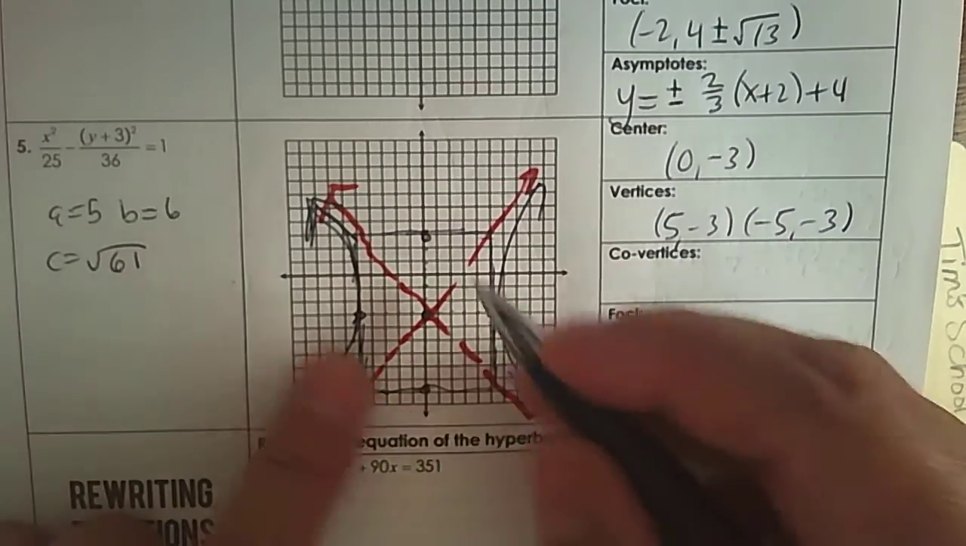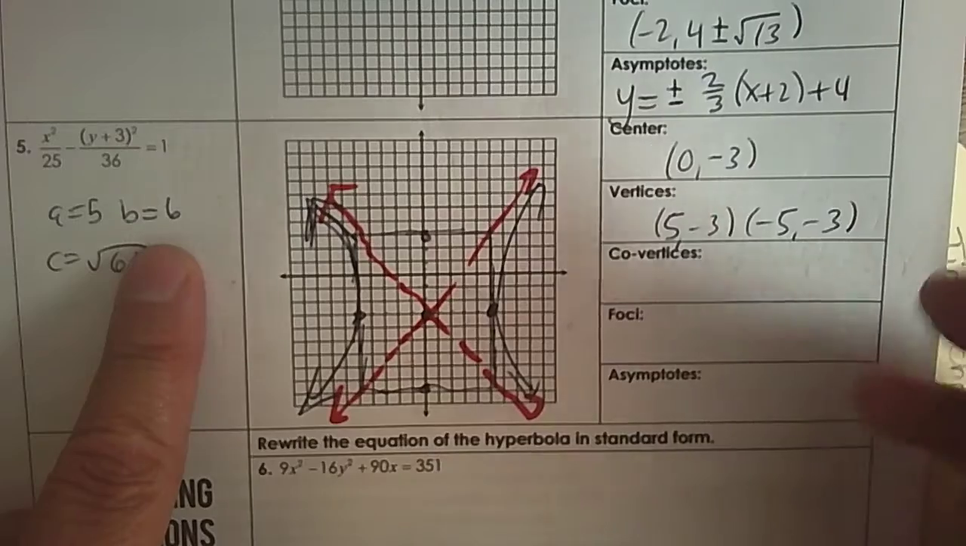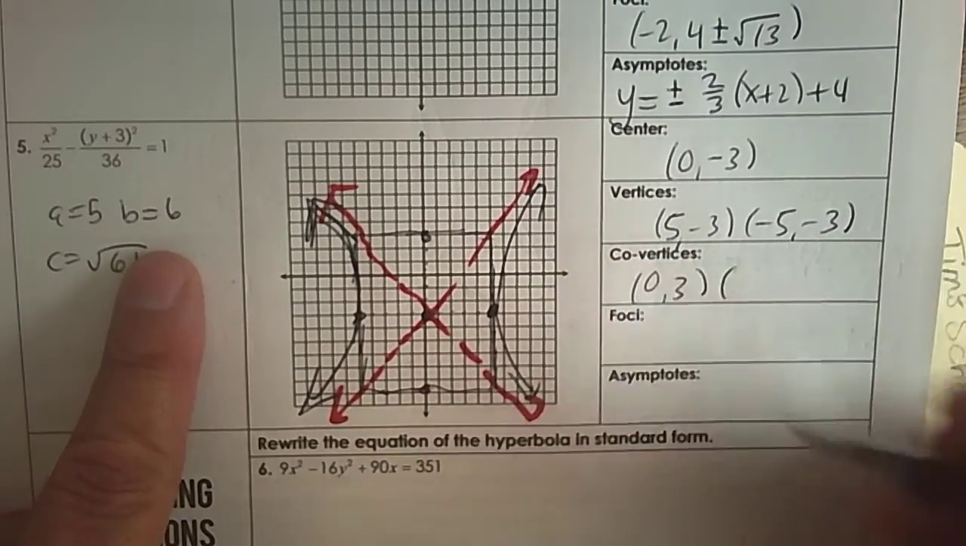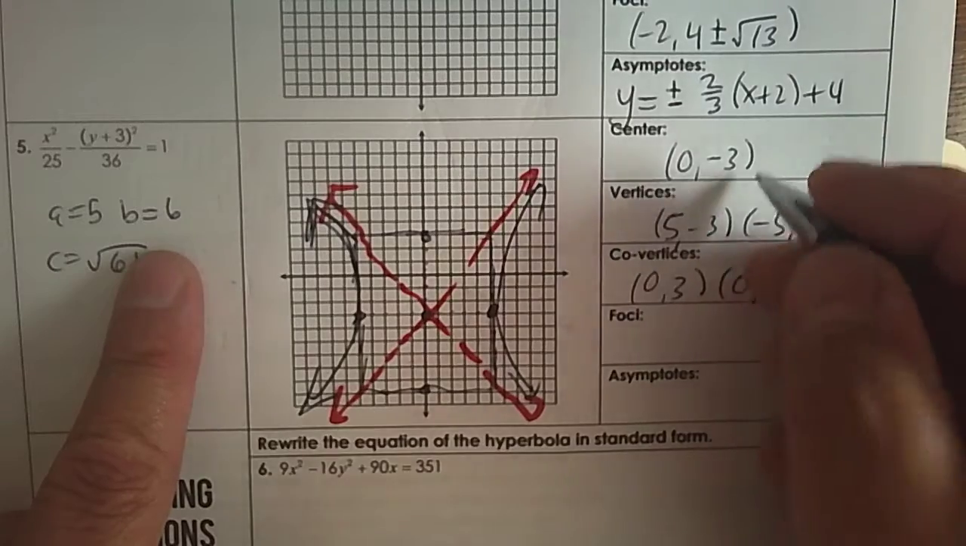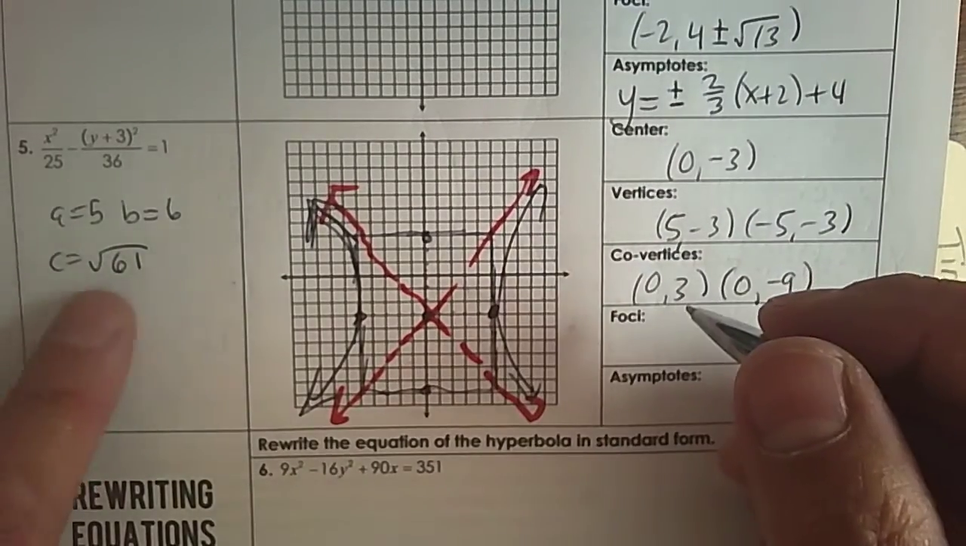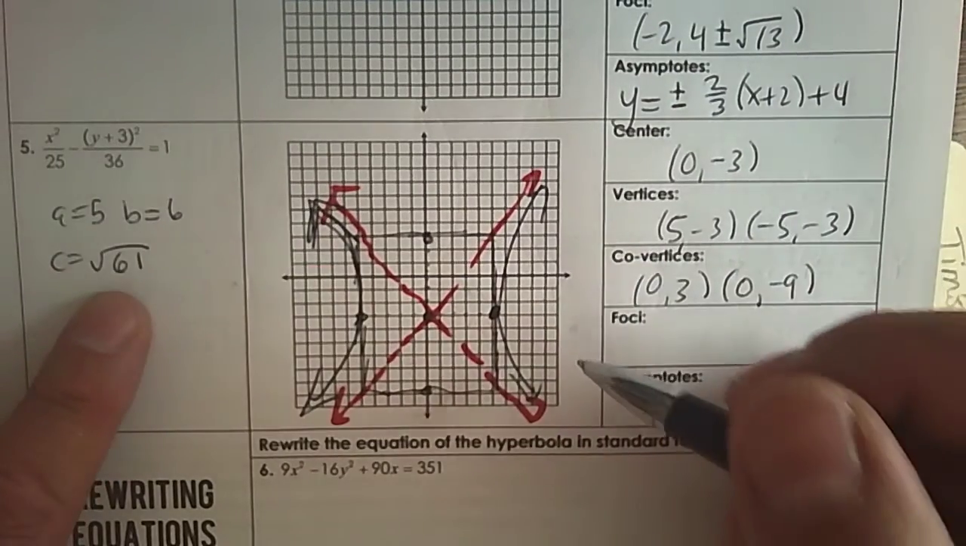For the minor vertices, we use 6. So it's 0. When you add 6, that's 3. 0. When you subtract 6, that's -9. The foci, we use root 61. Now we haven't put those on my graph yet.